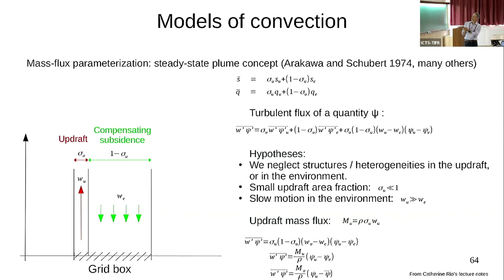So you have to write the dry static energy and the moisture by splitting the grid into two parts. One part which is doing approximately nothing, and one part which is the updraft. Right? So it's just a tiny bit of my grid that is doing the updraft, sigma u, and the rest is doing compensating subsidence, slowly going down. And you have vertical velocities here. And you actually do an average between this small part, which is the updraft, and the compensating subsidence to write any quantity in the box. Any quantity is going to be an average.